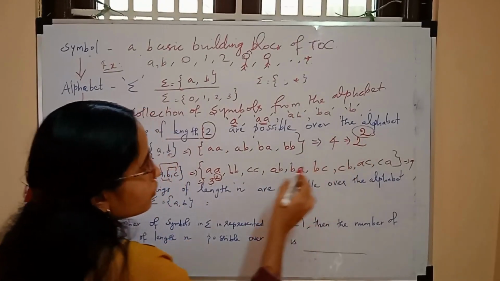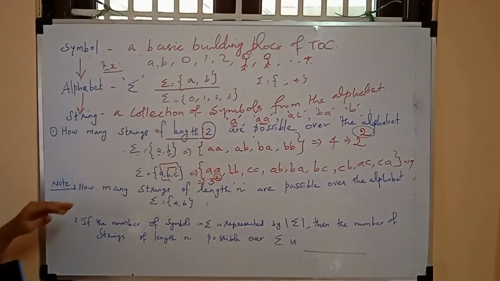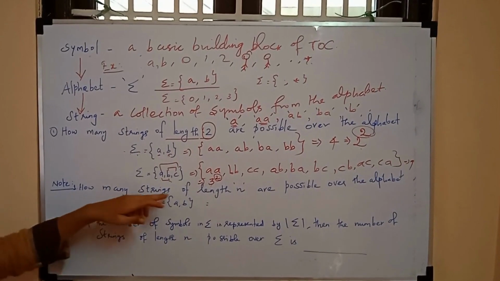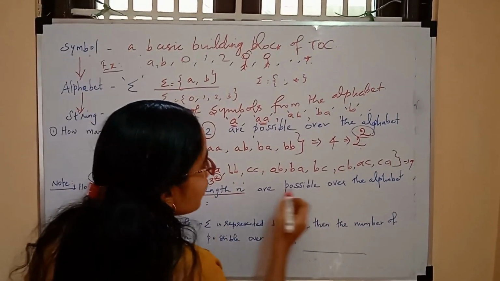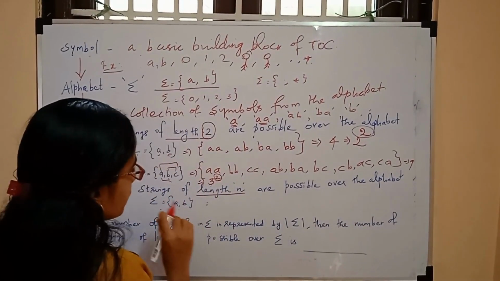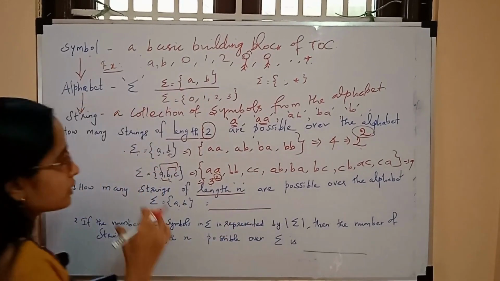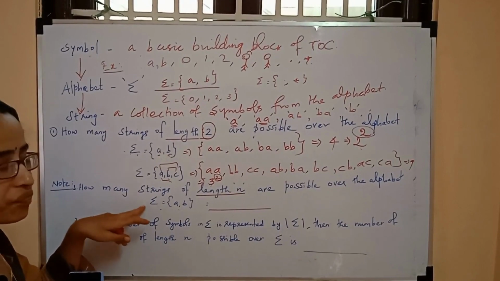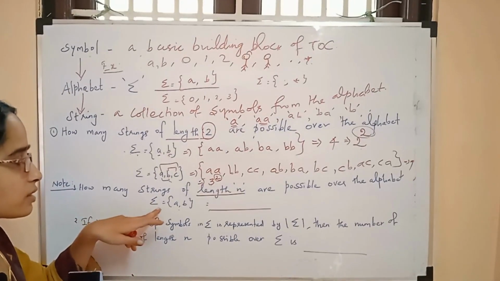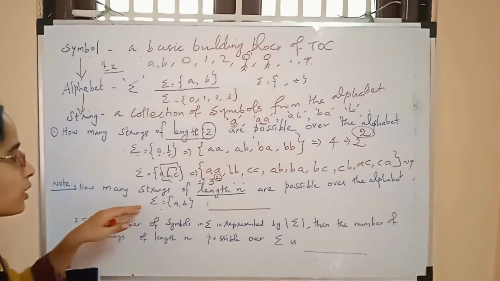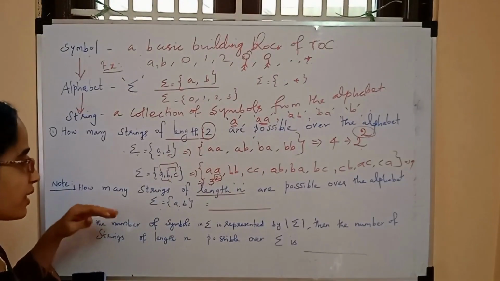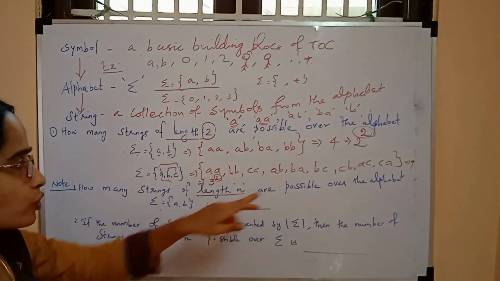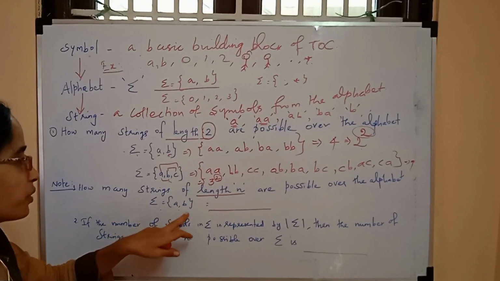Now look at the question here: how many strings of length n are possible over the alphabet A comma B? Just answer this one. If you understood the previous question, you will be able to answer this question. If you know the answer, just put it in the comment box. How many strings of length n are possible over the alphabet sigma A comma B?